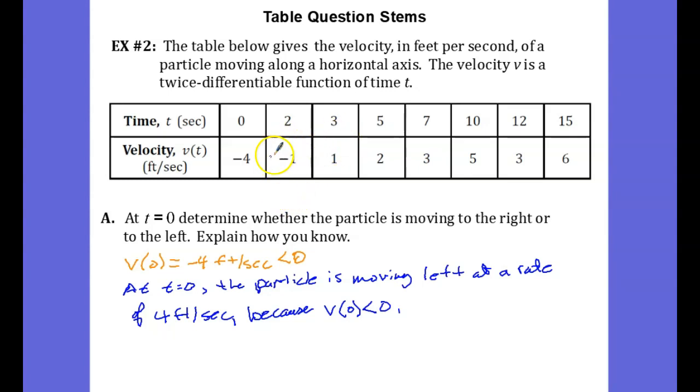Now, if you look at this table, you can see that we go from negative values to positive values. And so the idea is that there's going to be a time when the velocity is equal to 0 between t equals 2 and t equals 3 seconds. The velocity has to go through 0 on that subinterval.